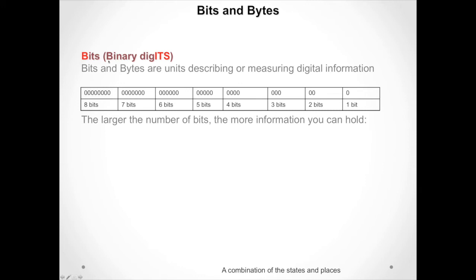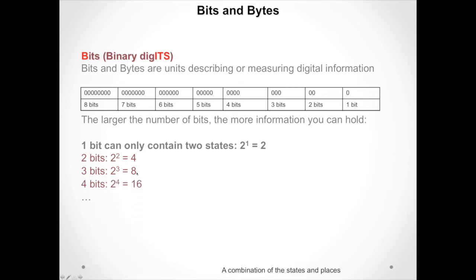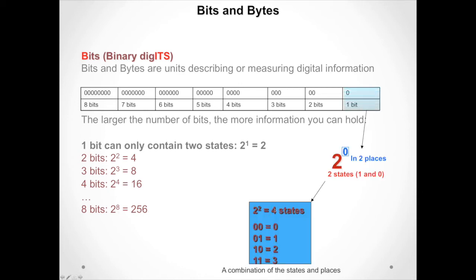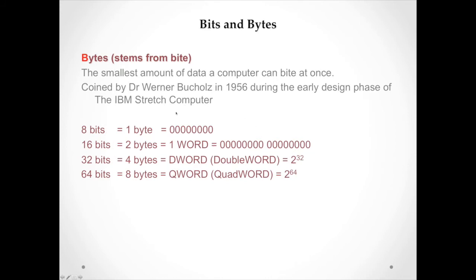Bits are binary digits. 1 bit can only contain 2 states, 2 bits 4 states, 3 bits 8 states, 8 patterns, and so on, up to 8 bits, 256 patterns. And 2 to the power of 2, 4 states, gives you 4 patterns. It is a combination of the states and places. I hope this means something to you, but let's go on.